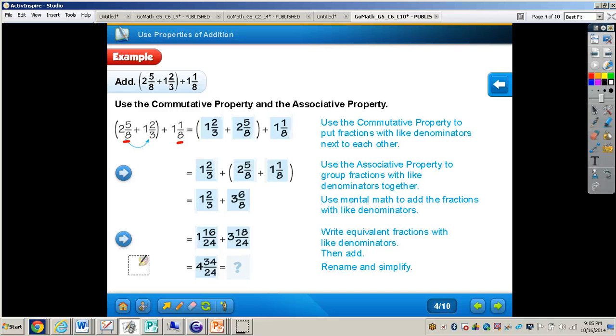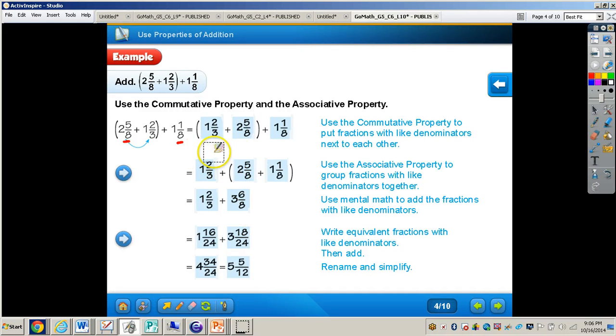Okay, and what we can do there is divide the numerator by the denominator. That will give us 1 with a remainder of 10. So we can regroup that 1 with a remainder of 10 and simplify, giving us 5 5/12 for the final answer.